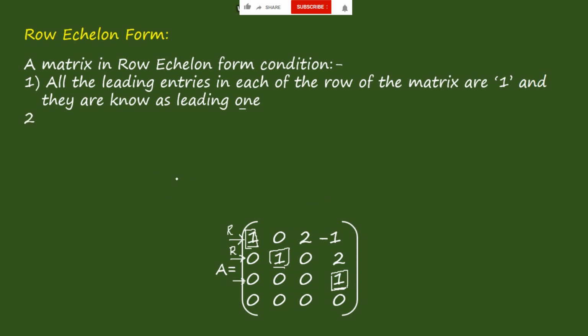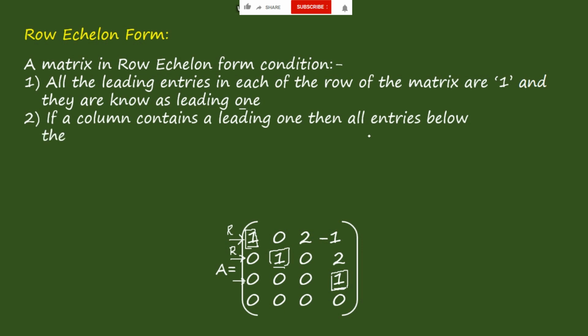Come to the next one. If a column contains a leading 1, then all the entries below the leading 1 are zeros. This is a row, this is a column, and below the leading one there should be zeros. If you consider this particular column, this is a leading one, so below it is 0, and this is 1, and below it should be 0. The second condition is also satisfied.